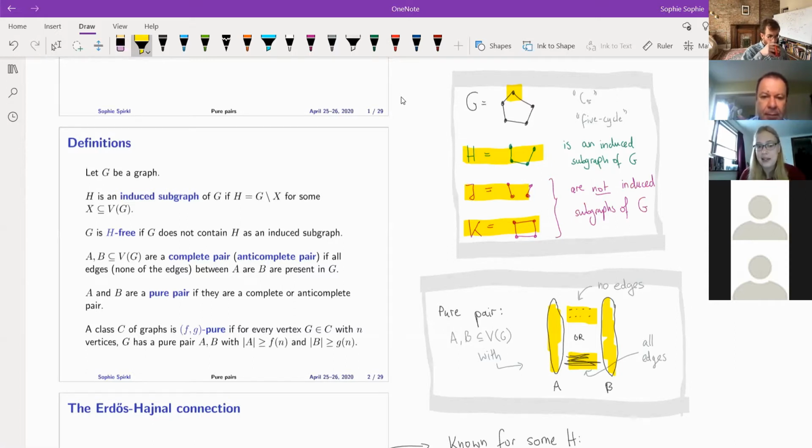And then for a class of graphs, I'll say it's f,g pure if A, one half of the pure pair, can be chosen to have size at least f of n, where n is the number of vertices, and B can be chosen of size at least g of n. So when this occurs during the talk, usually we'll say something like epsilon n pure to mean we can choose two linear size subsets of the vertex set, and between them all or no edges are present. Okay, so far?